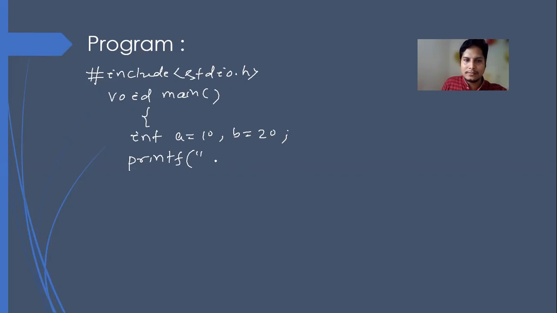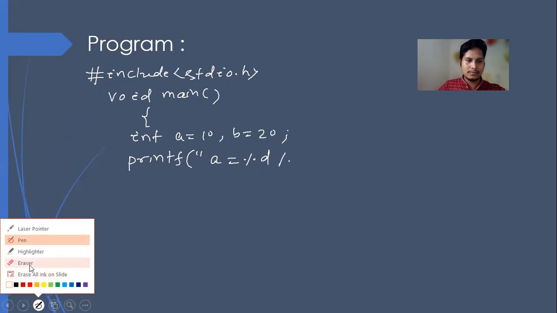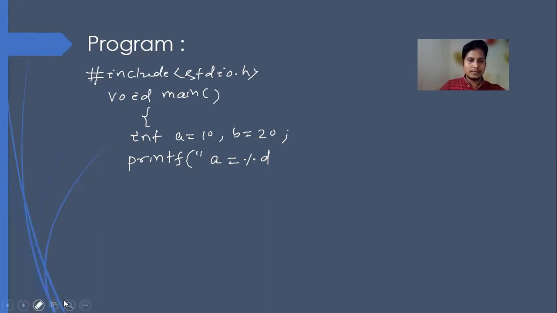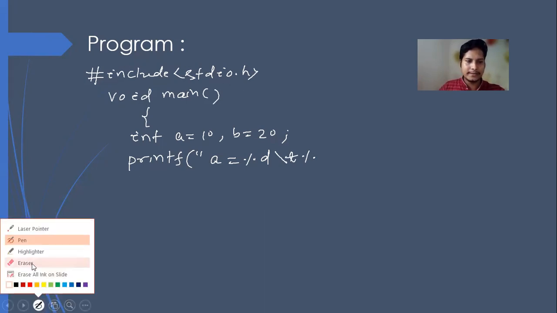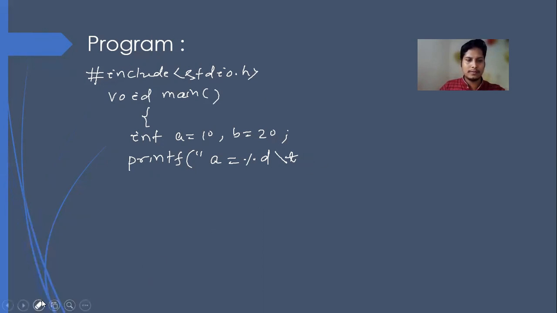Inside the printf statement, I'm writing a equal to %d, slash t, again b equal to %d, double quotation end, a comma b, semicolon, closing curly bracket.